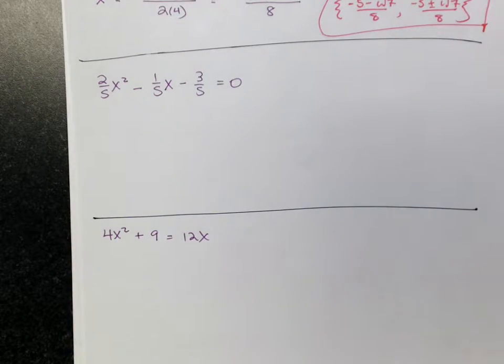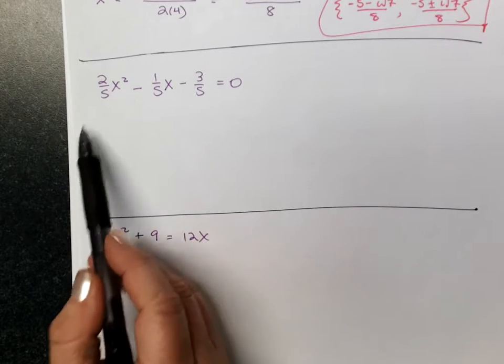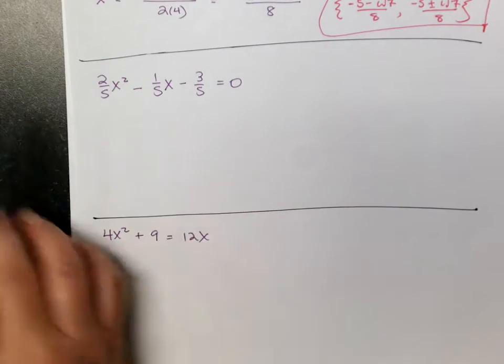Okay. So the first step is to put it in standard form and kill the fractions. Remember, a doesn't have to equal 1 or anything like that, but you don't want your a, b, and c to be fractions. So multiply everything by the LCD over 1. The LCD in this case is, of course, 5. So everything gets multiplied by 5 over 1.